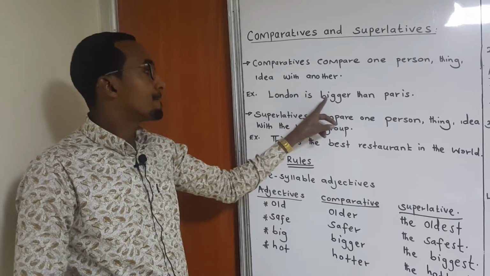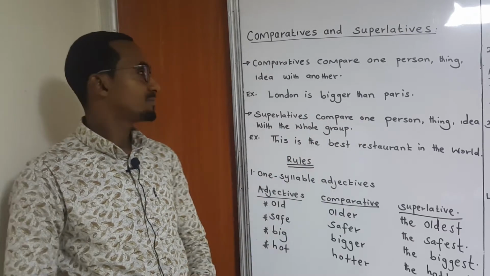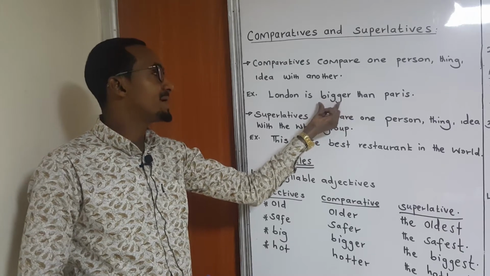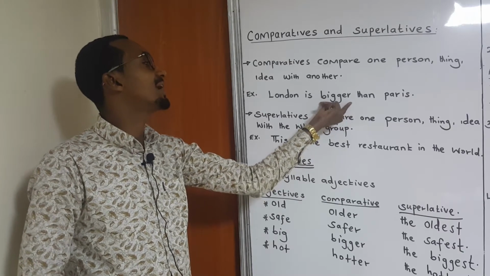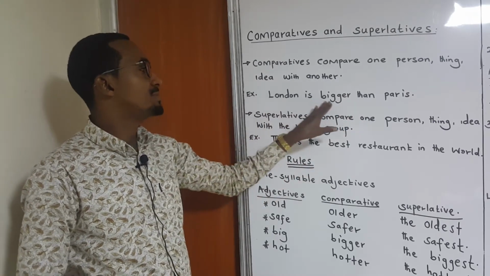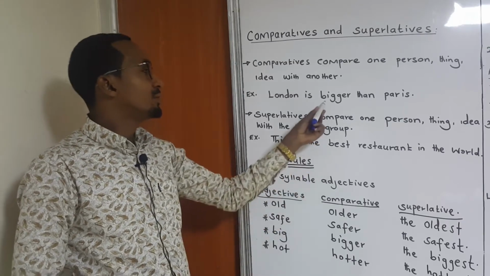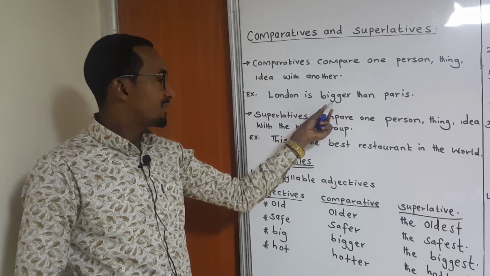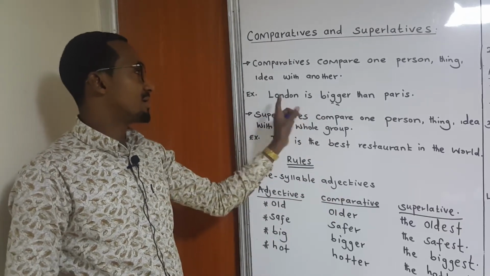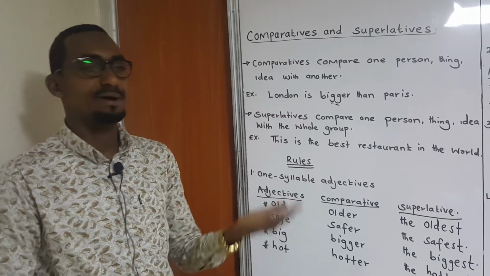London is bigger than Paris. In this example, I used the adjective big, and this is a comparative adjective because it has ER. If you want to know why we doubled the consonant, we will learn it later. So we are comparing London and Paris, and that is called comparative adjectives.